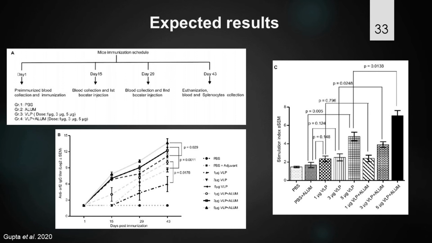At the bottom, you can see the different groups that were involved in the study. In group 1, which is the control group, they used PBS to inject the mice. In group 2, they used alum. In group 3, they used the VLPs at different dosages of 1 microgram, 3 micrograms, and 5 micrograms respectively. In group 4, they used the VLP together with the adjuvant alum at a dosage of 1 microgram, 3 micrograms, and 5 micrograms respectively.